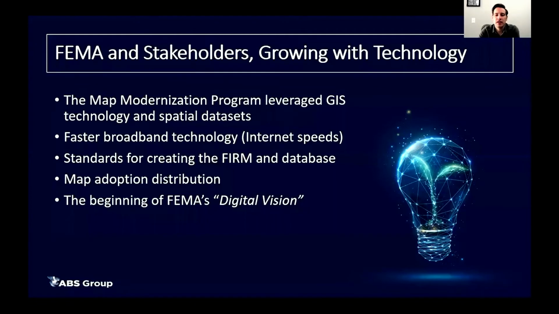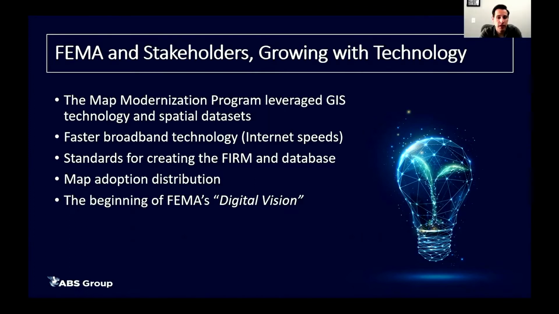So how has technology helped us? Again, with MapMod, one of the big things FEMA wanted to do was limit paper distribution by 50 to 75%. FEMA had done some math and figured that would save the program $3 to $5 million annually that could be reinvested in other ways. So how do we do that? We do that by leveraging GIS technology and spatial data sets, that's digital mapping. Access to faster internet speeds, right? Having faster broadband and internet allowed FEMA to distribute these products digitally.